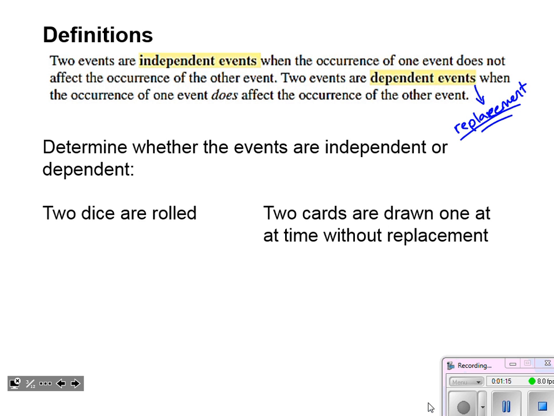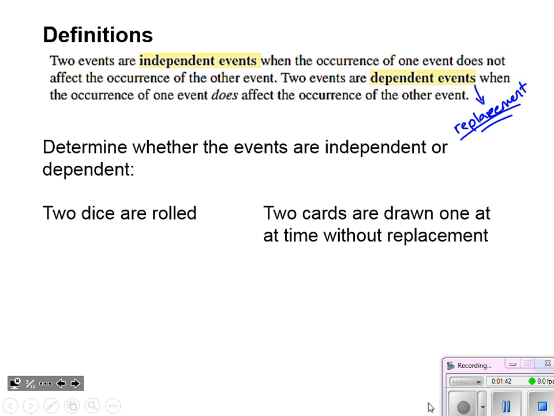So if we're drawing out of a deck of cards and we draw one card and then replace it, then our events are independent because we've restored that deck of cards back to its full starting value. Whereas if we keep the card out of the deck, then we have not replaced it. So I have a new deck that I'm drawing from for my second event. In other words, they depend on each other. It changes the sample space.